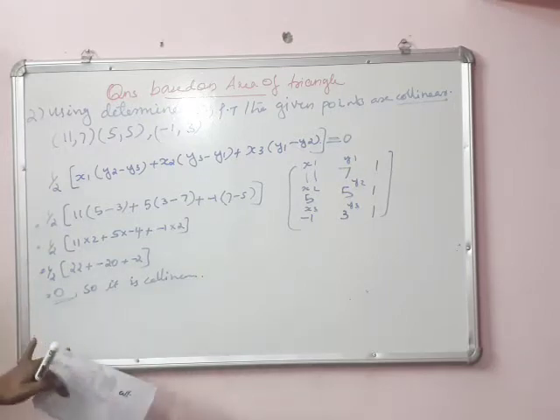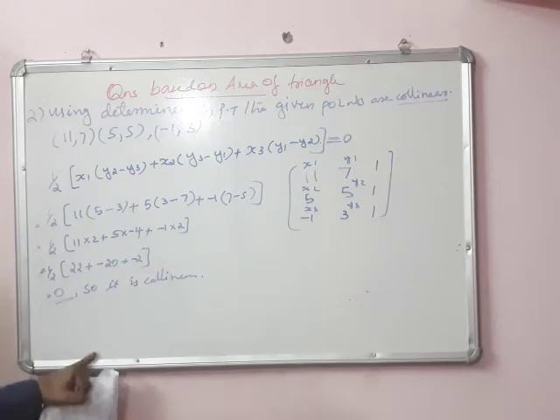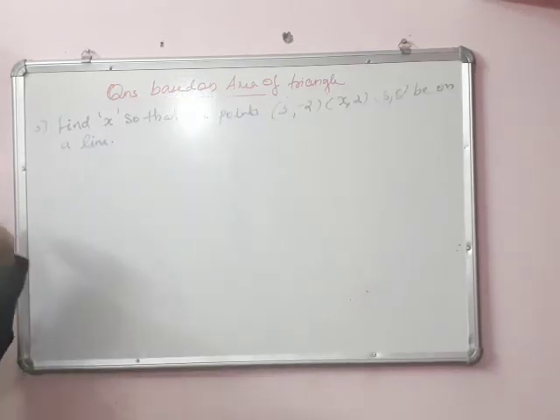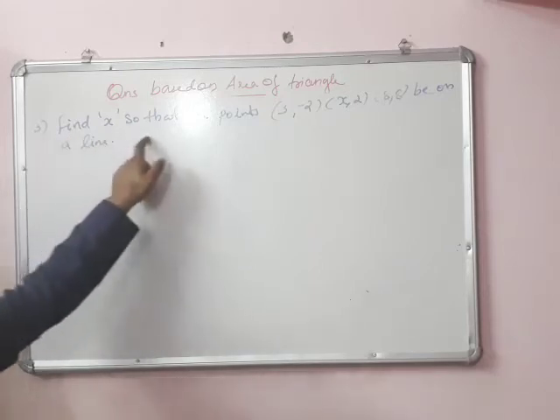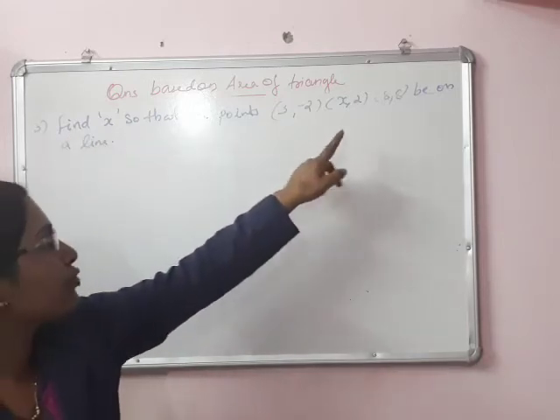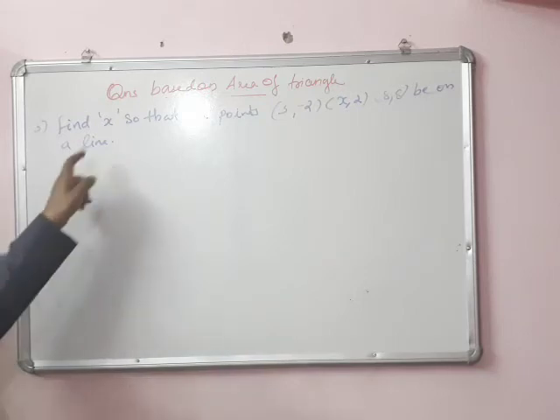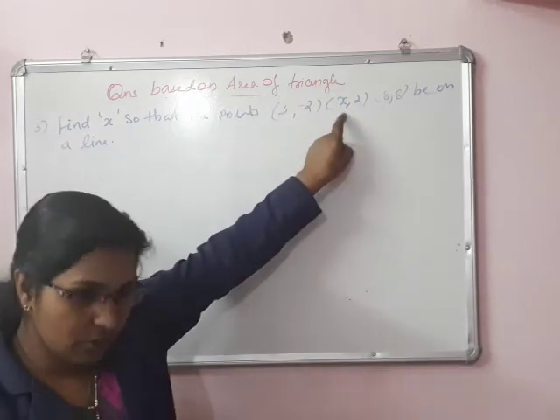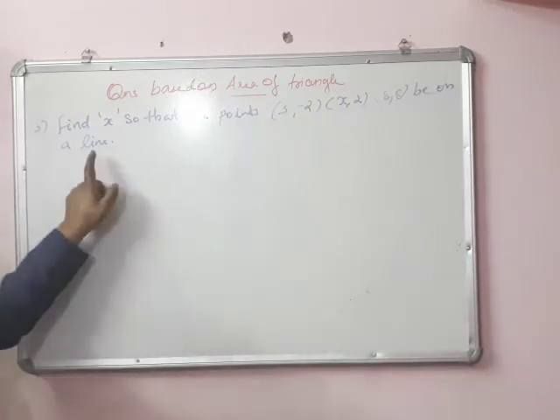Okay, so write in your notebook. I will give one more question. Here, the third question: find x so that the points (3, -2), (x, 2) and (8, 8) are on a line. We want to find the value of x. Also, one condition is given: it is on a line.